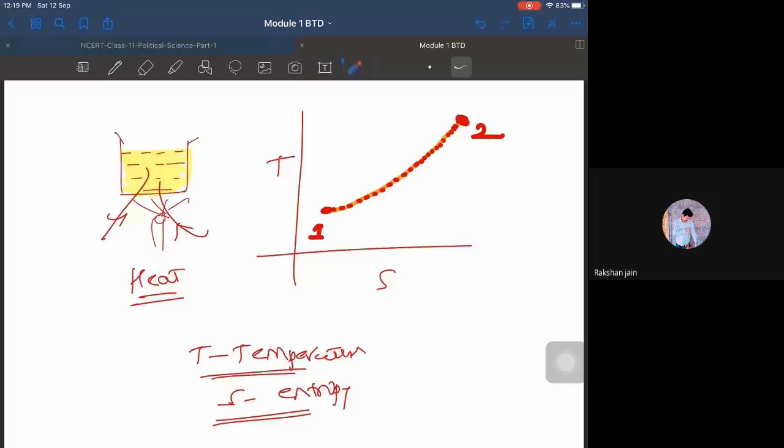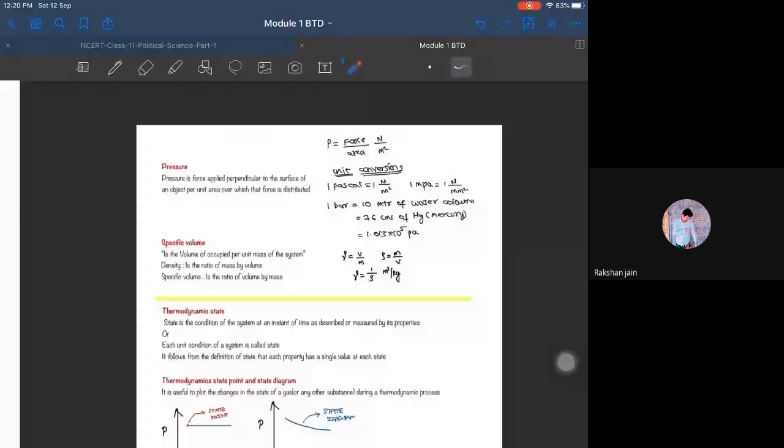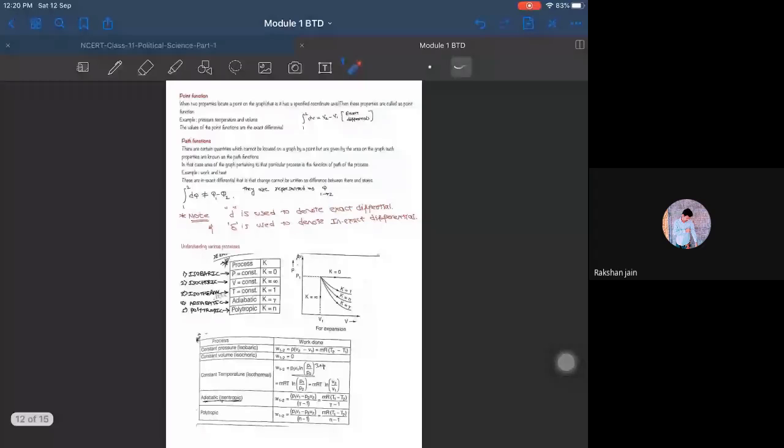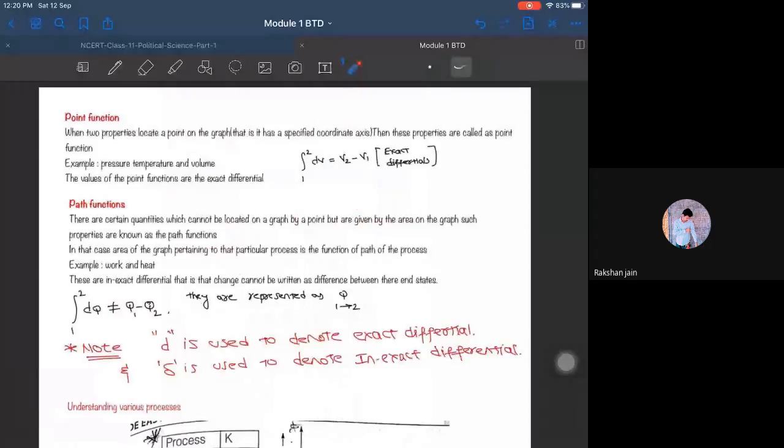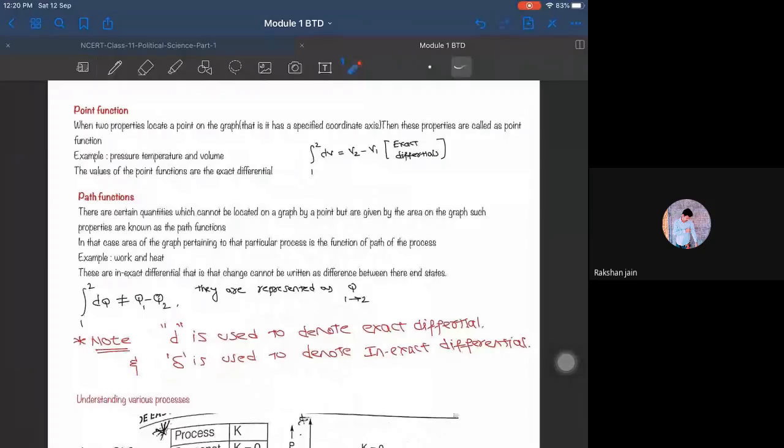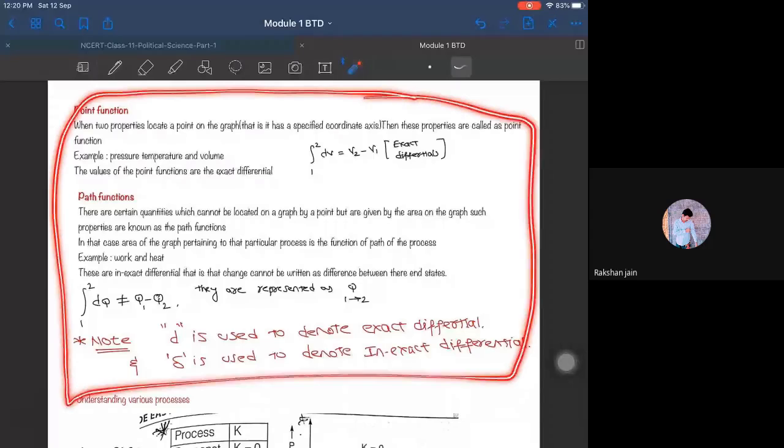Okay. So just take the notes, not this. Yes, here it is. And the concept of exact differentials and inexact differentials, I will be explaining in the next coming class. Just take the notes totally here. So starting from here, just take the notes for all of this.